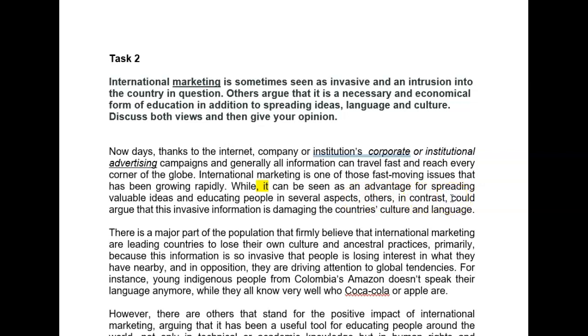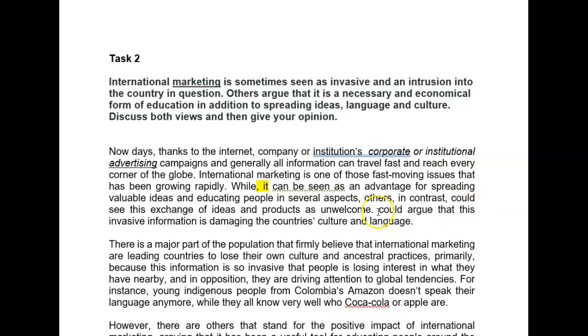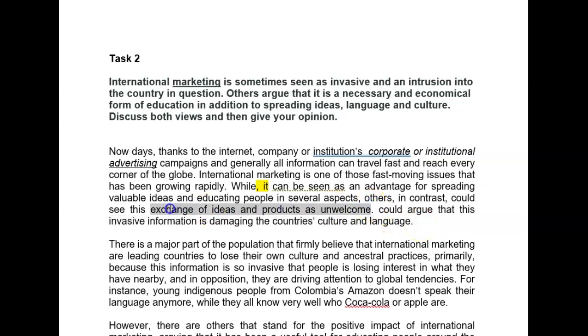Others, in contrast, could see this exchange of ideas and products as unwelcome. Unwelcome just gets over this idea of we're not allowed to use invasive. So we're not going to use the same words as the examiner. So I think this idea of exchange of ideas is unwelcome is a nice way around that.